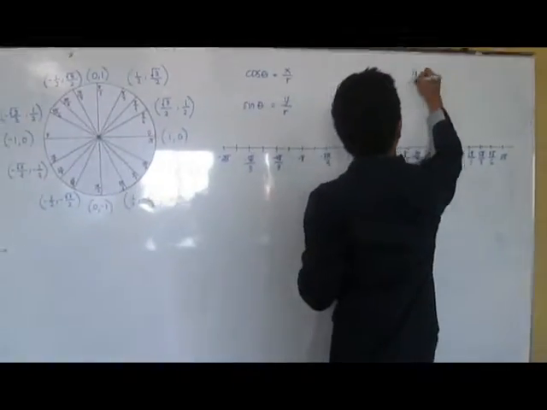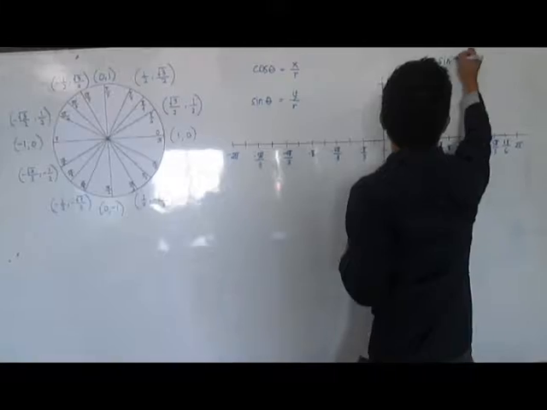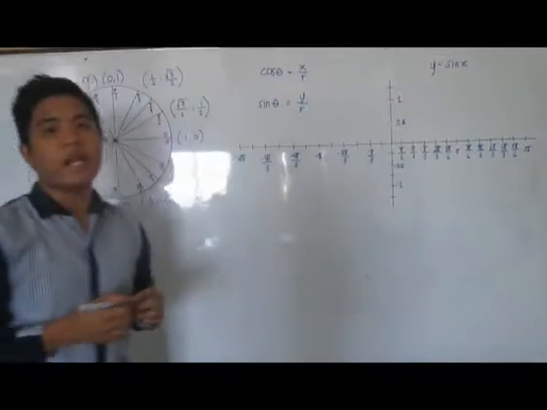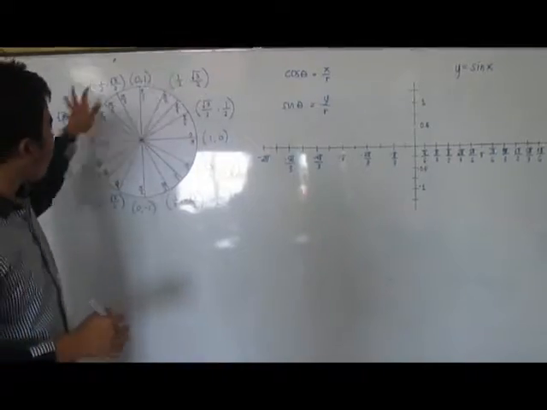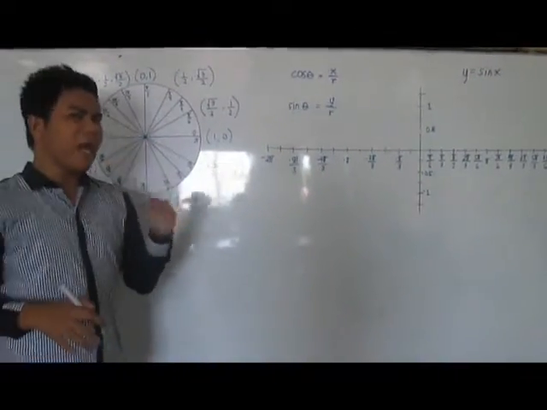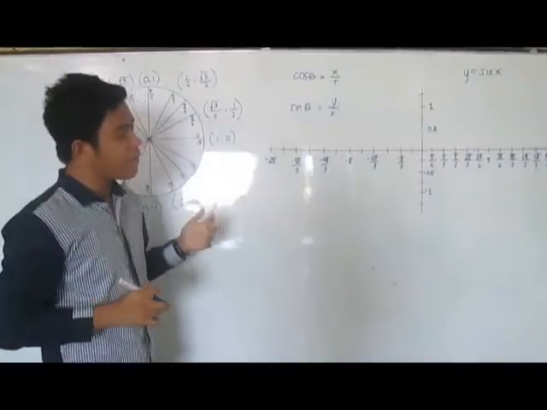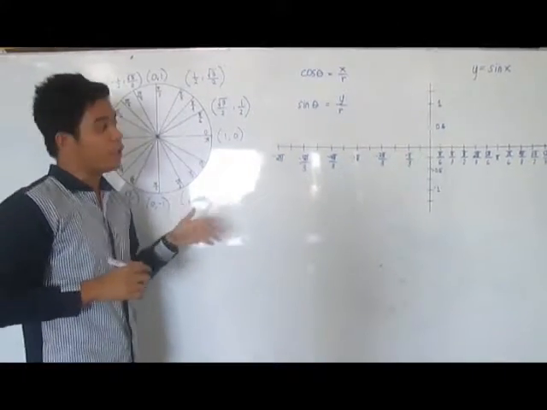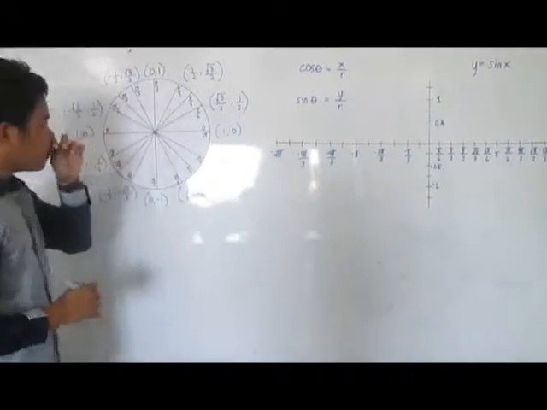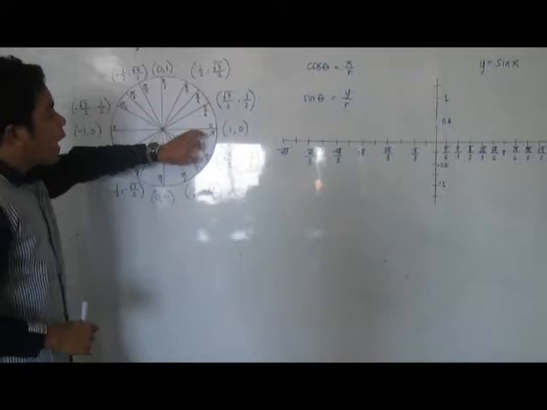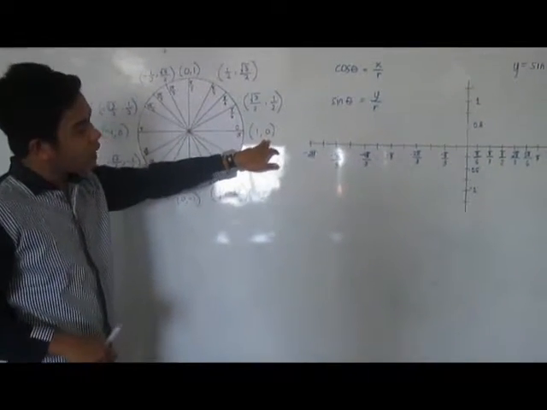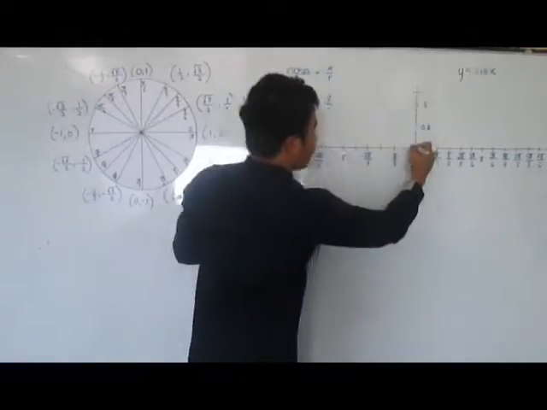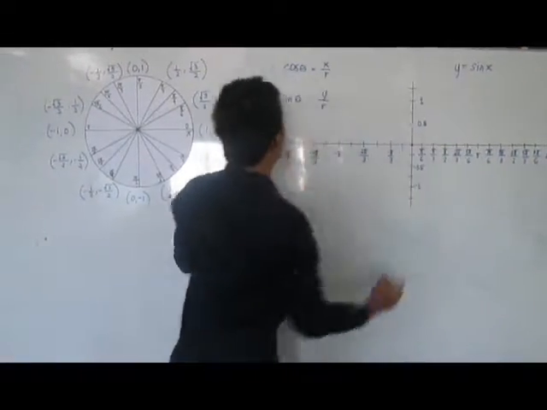We'll begin with the sine function, which is y equals sine x. Let's begin plotting using the y coordinates, and see how the graph of y equals sine x looks like. Take a look at this point. At theta equals 0, the value of our sine is 0. So that's here, in our origin.